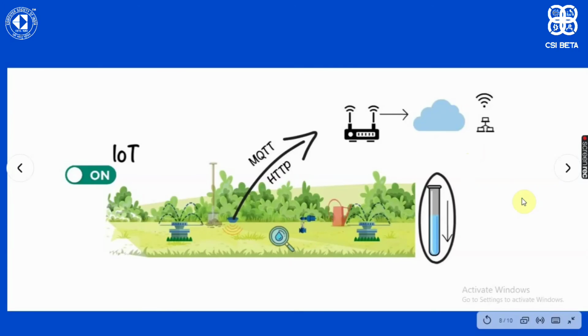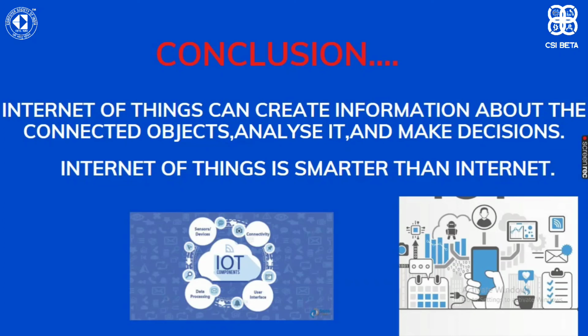So like this, there are so many applications of IoT which make human life very easy. That is why IoT is so famous and so important to know. So finally, I would like to conclude this session. Internet of Things can create information about the connected objects, analyze it, and make decisions. Internet of Things is smarter than Internet. In fact, I must say that. Internet we can use for information, but Internet of Things is smarter. It can interpret things, analyze things, and work the way we want.